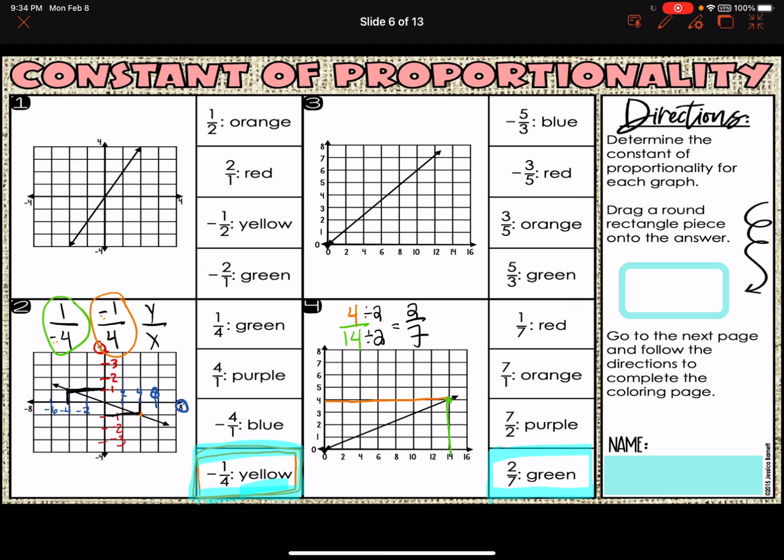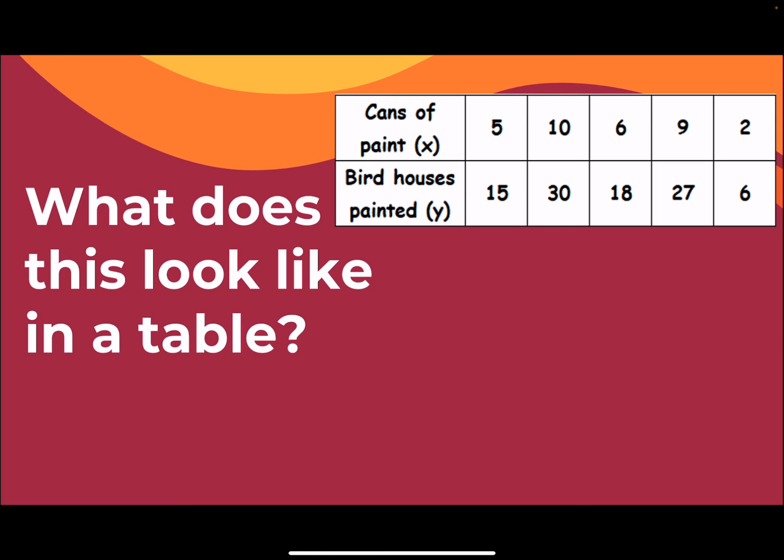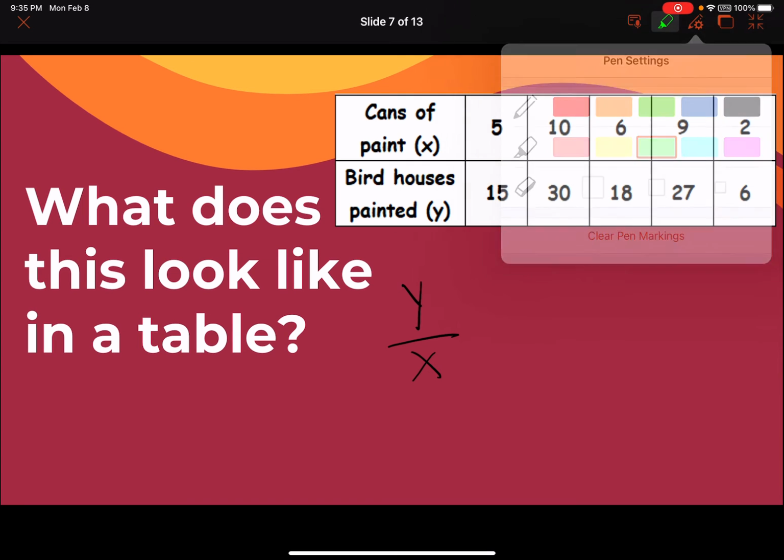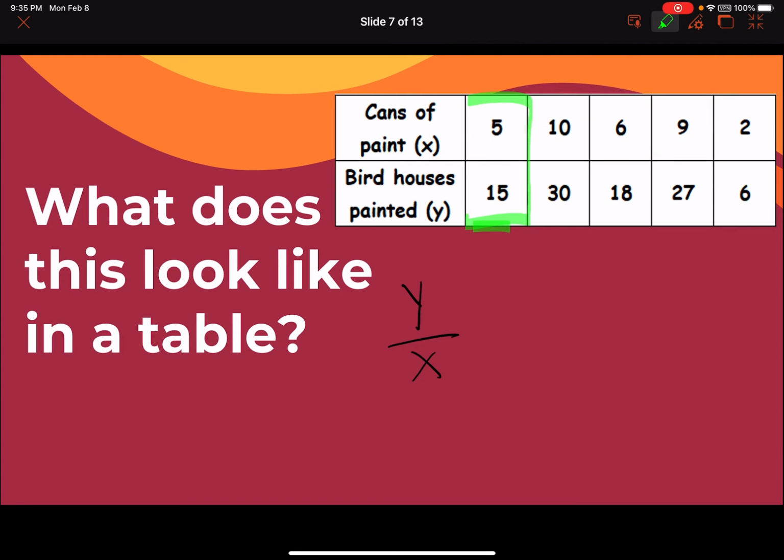Okay, so now that we know how to find the constant of proportionality in graphs, we're going to find out how to find it in a table. And a table is actually pretty similar to a graph. We're just going to do y over x. This is nice, though, because now they've told us what the points are, okay? Right here, x is 5 and y is 15. We could pick any one of these groups of points, and we would get the exact same answer.